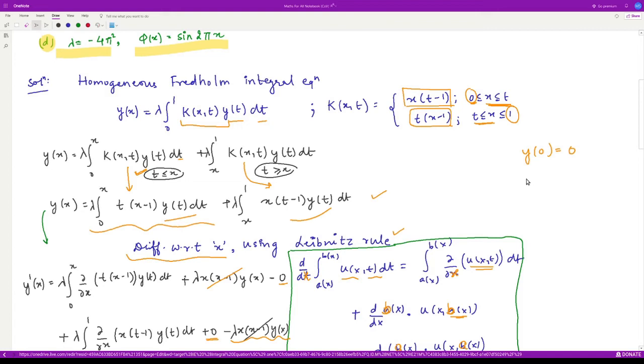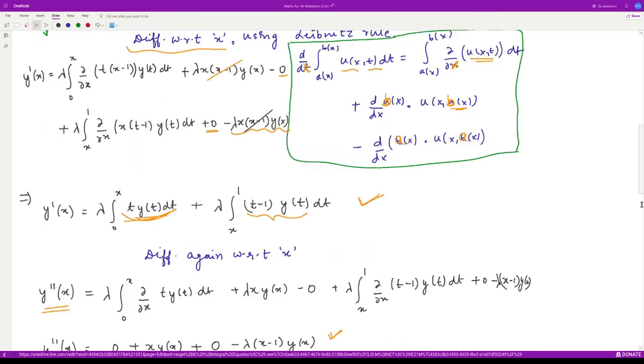Let's see another condition. What is y of 1? When we substitute x equal to 1 over here, it'll be the integration from 0 to 1 of t into 1 minus 1. So 1 minus 1 is 0, so this whole term is 0. And let's see what about the second term: plus lambda integration from 1 to 1. If we take the integration from the same point to the same point, it will again give 0. So y of 1 is again 0. So these are the boundary conditions with us, right?